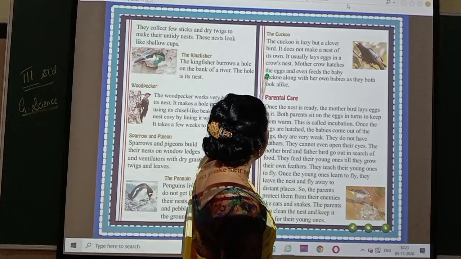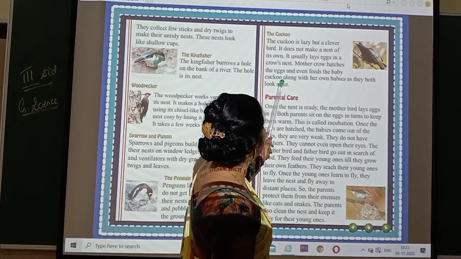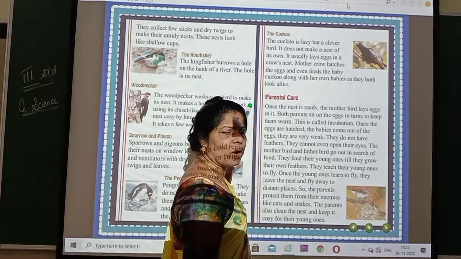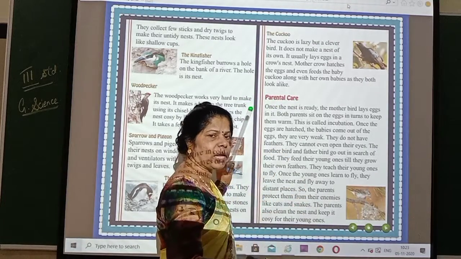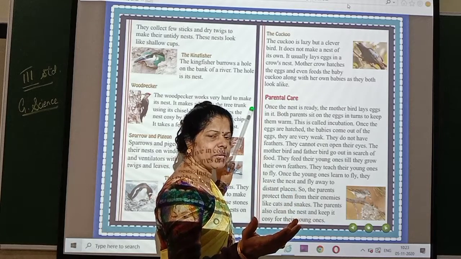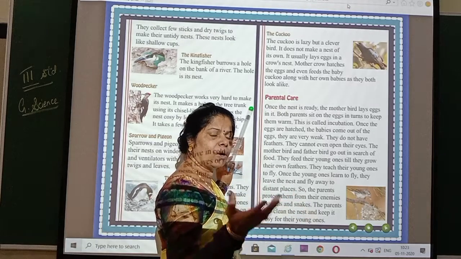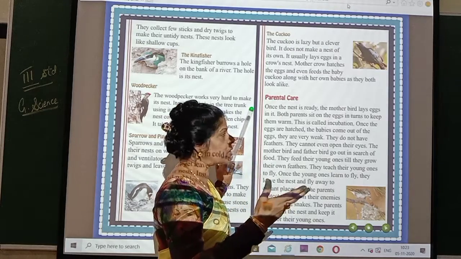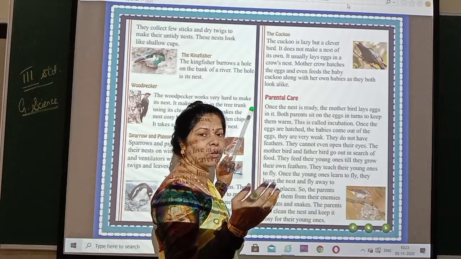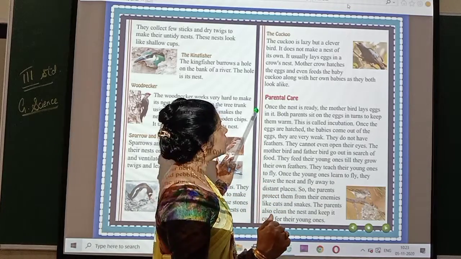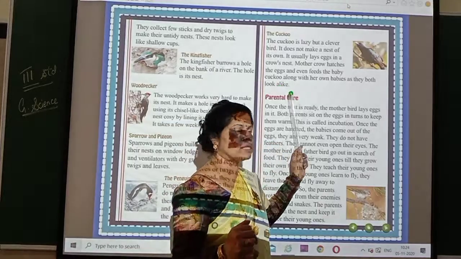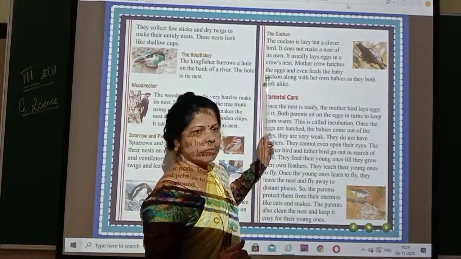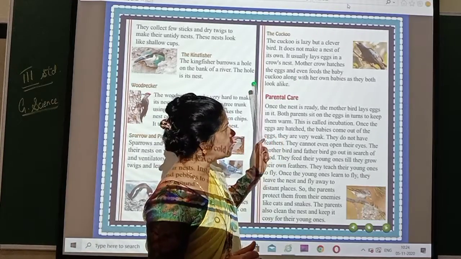The mother crow hatches the eggs and even feeds the baby cuckoo along with her own babies as they both look alike. So the crow will not differentiate between its own eggs and the cuckoo's eggs. What happens? The mother crow will go on hatching these eggs and it will start feeding them both, because it cannot tell the difference between a crow and a cuckoo when they are very small. Understood? So what does the crow do? The crow will hatch that nest and even feed both the young ones, that is the cuckoo's young ones as well as the crow's young ones.